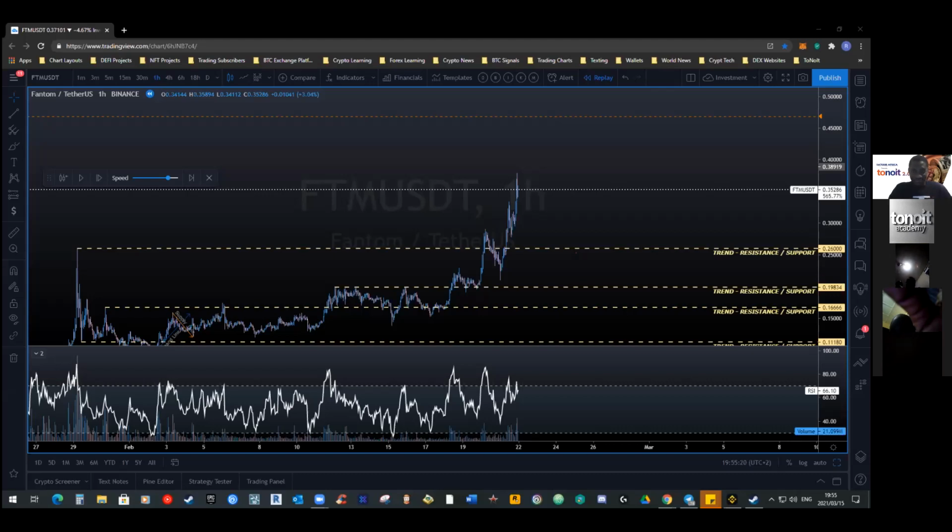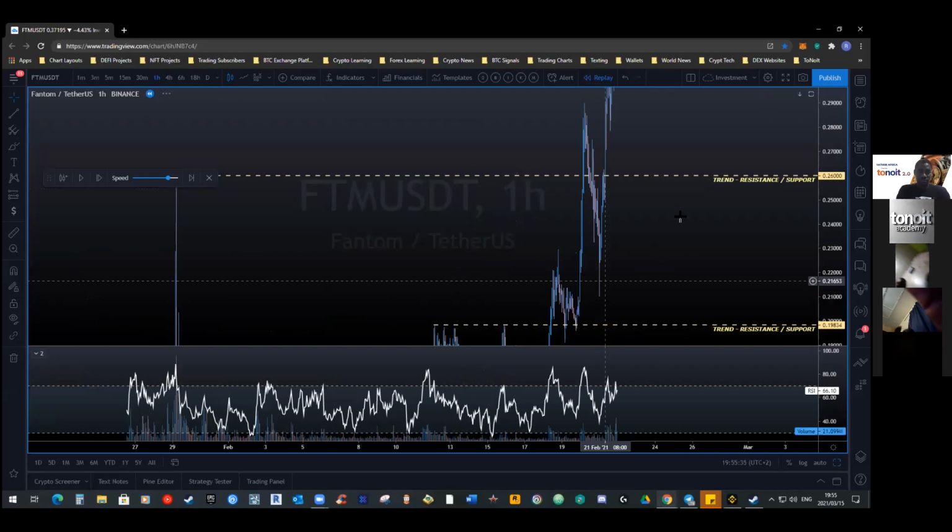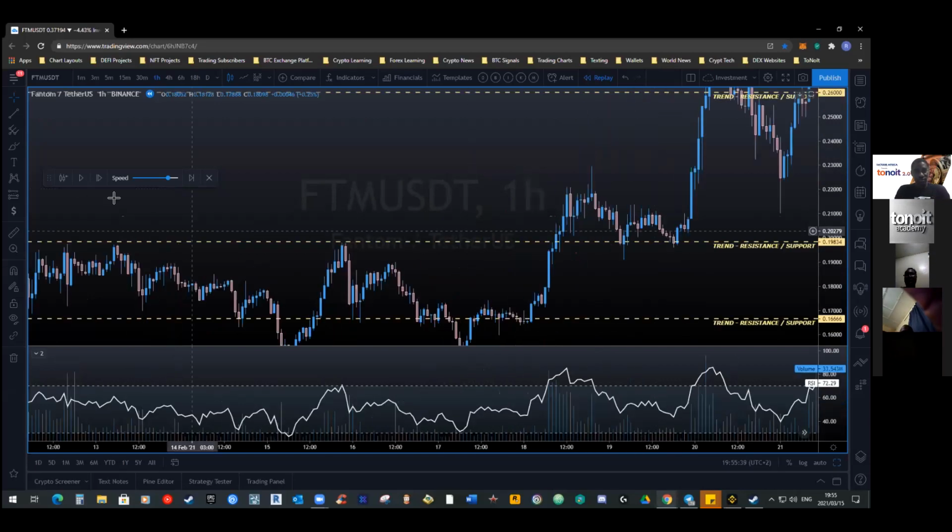Then let's quickly go back to the previous question. Which tool can we use to determine trend and support resistance? Now there are multiple indicators, but for me, the best way to do it is literally look at the candles and look for areas where there are flat tops and bottoms.